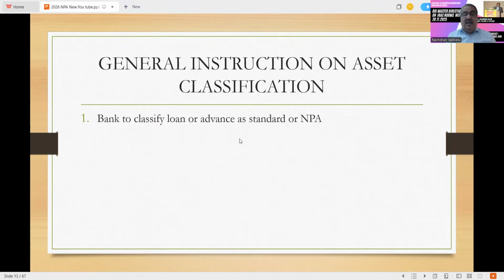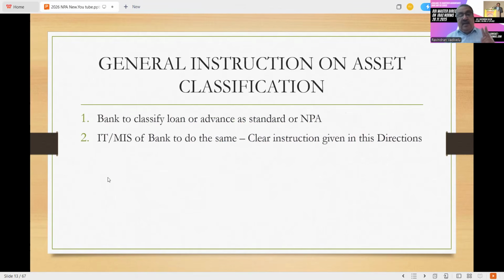Now they say that the bank has to classify the loans or advances as standard or NPA. So they have to classify that account as either standard or NPA. Next one is IT and MIS of the bank. All the standard working and NPA working have to be clearly mentioned in the bank's IT and MIS. And for this, the bank has to give a clear instruction to the staff, to the bank officials. Then the bank has to classify the stress asset from the angle of EWS, that is early warning signal, and towards the NPA.